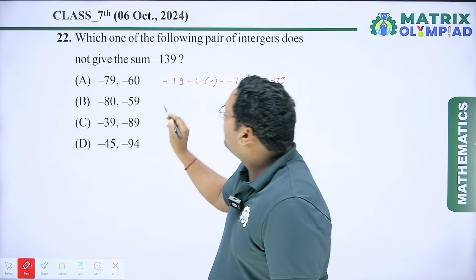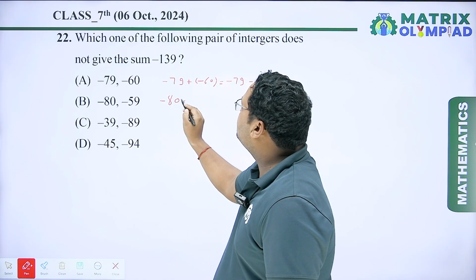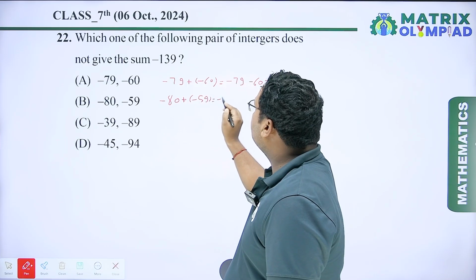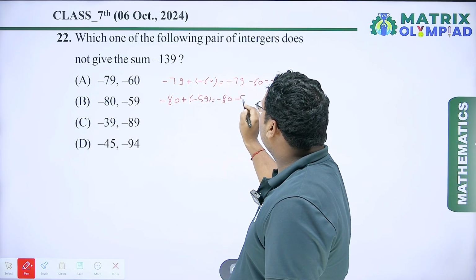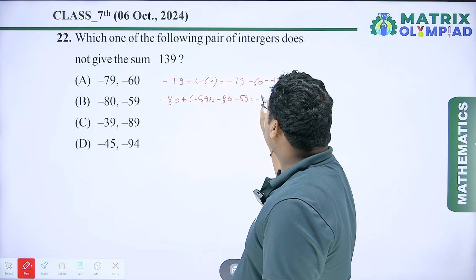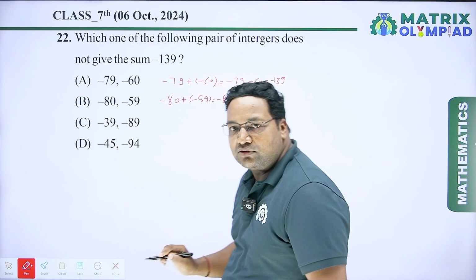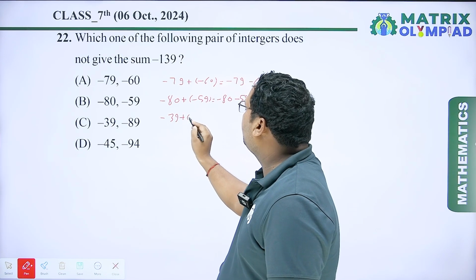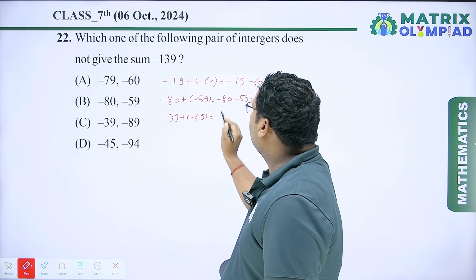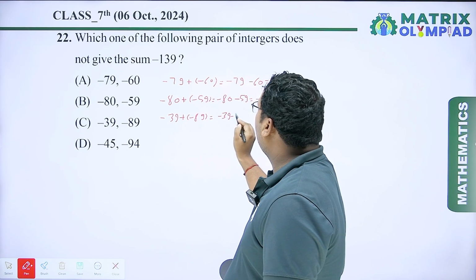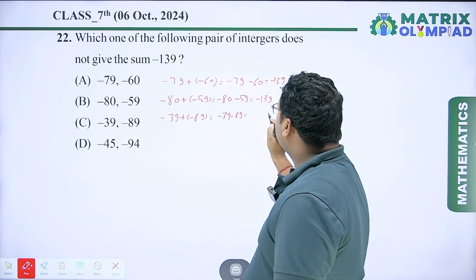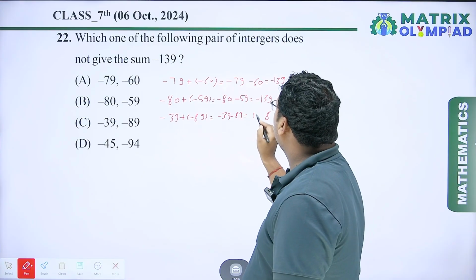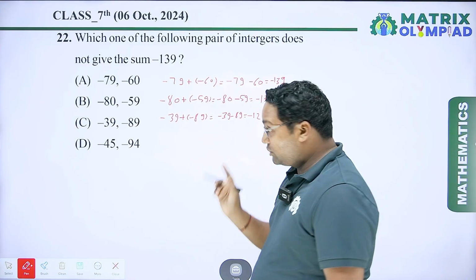So it is correct. But the next option is minus 80 plus minus 59. Its value is minus 80 minus 59. Again this value is minus 139. So it is also right. Next is minus 39 plus minus 89. This value is minus 39 minus 89. 9 plus 9 is 18. Carry 1. 8 plus 1 is 9. 9 plus 3 is 12. So it is minus 128, which is wrong.